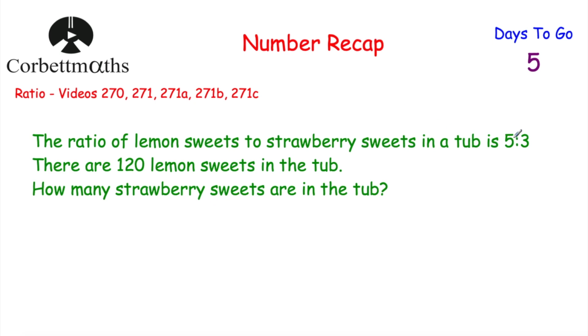Now you could do this by considering for every 5 lemon there's 3 strawberry, and just then go for 10 lemon there'd be 6 strawberry, for 15 lemons there'd be 9 strawberry sweets, and so on.